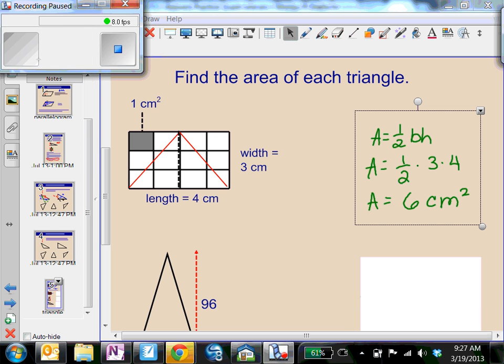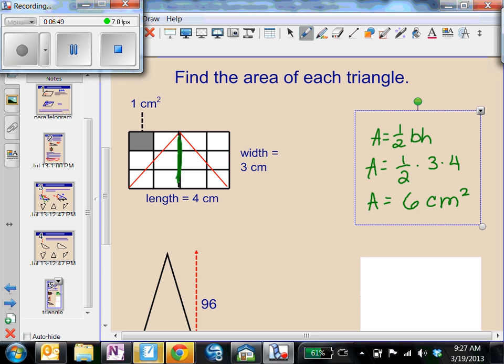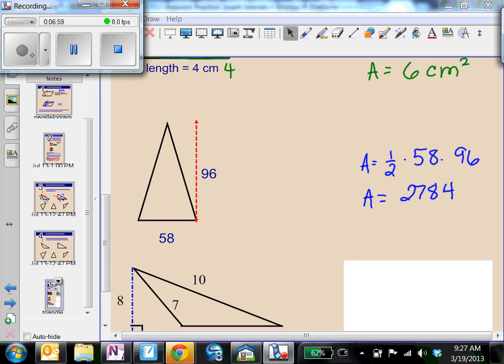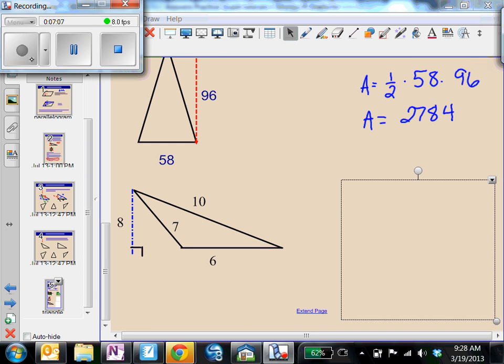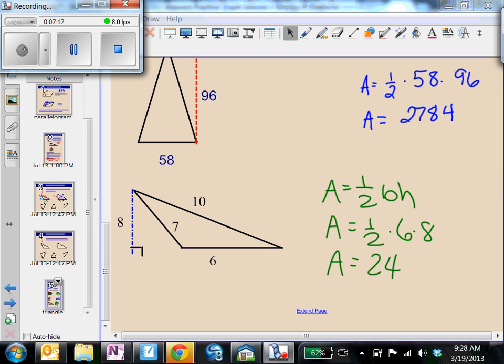In this first example, our width is 3, which means this height right here is going to be 3 centimeters, and the length is 4, which means that base down there is 4 centimeters, and they're perpendicular. So 1/2 times 3 times 4 is 6 centimeters squared. 96 and 58 are perpendicular to each other, so you multiply them and divide by 2, and you get 2,784 units squared. In our obtuse triangle, 8 and 6 are perpendicular to each other, so they are the base and height. So 8 times 6 is 48, half of that is 24, therefore the area of the triangle is 24 units squared.